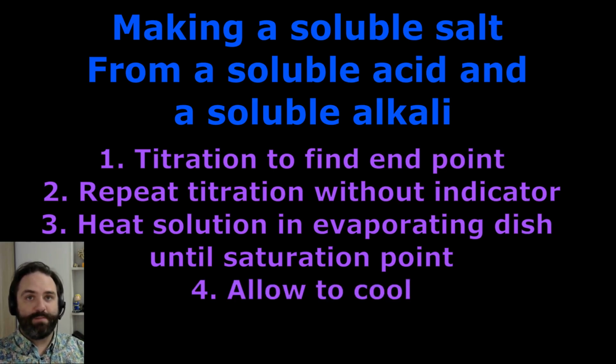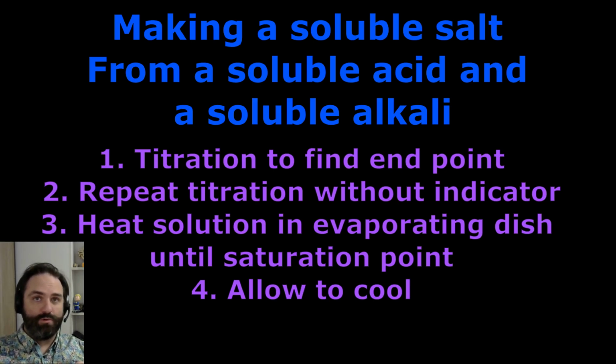So let's just repeat the steps. Titrate to find the end point. Repeat the titration without the indicator. Heat the solution to saturation point, allow it to cool. So that's what you do if you're making a soluble salt from soluble reactants. Okay? You might in the exam get told that it's soluble, or you might have to use the rules from earlier to figure out that it's soluble.